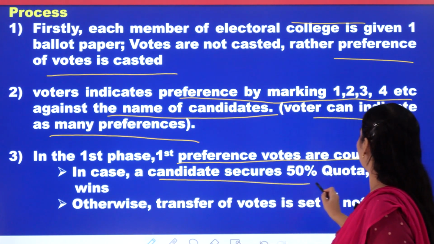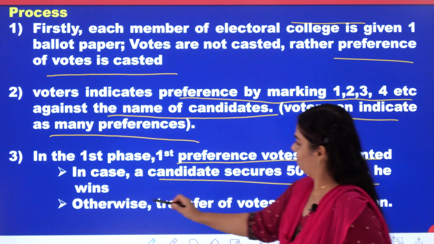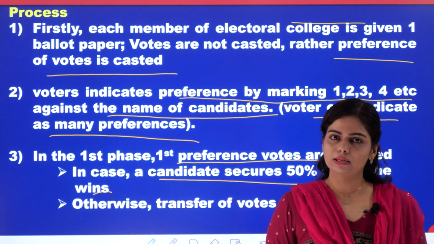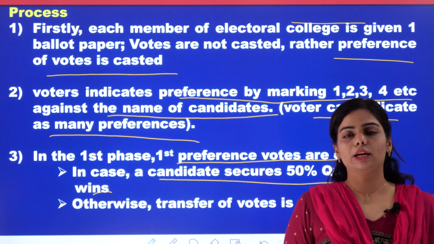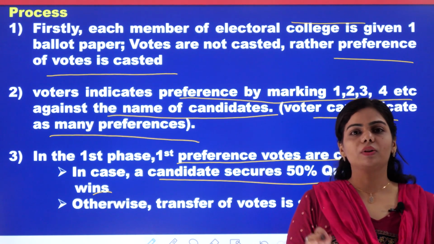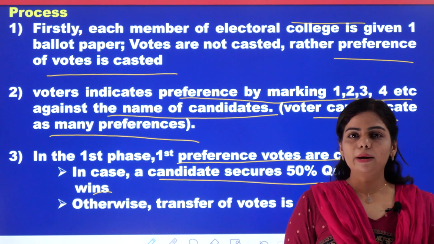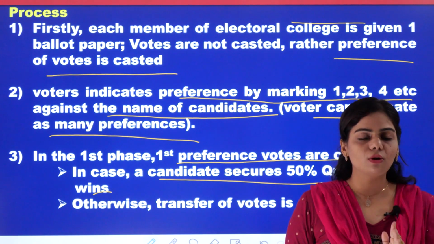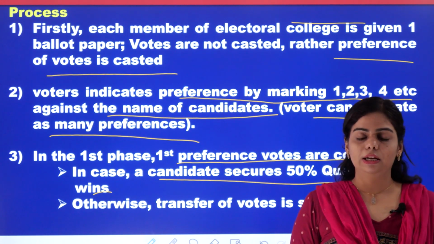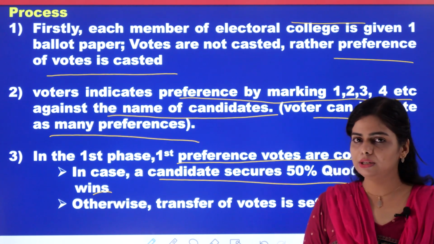In case a candidate secures the 50% quota, he wins. So for example, the first preference votes of each of the candidates are counted, and one of the candidates secures more than 50% quota of valid votes. In that case, the counting of votes is stopped, and that person securing more than 50% of valid votes is declared the winner of the presidential election. He or she becomes the next president of India.